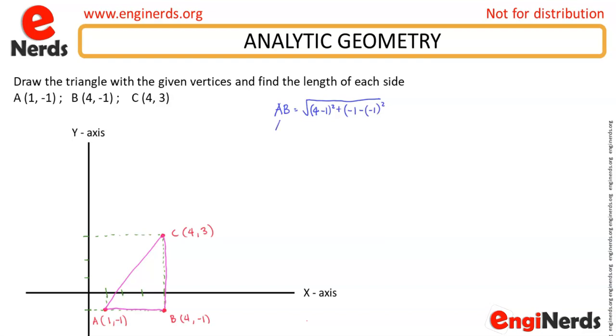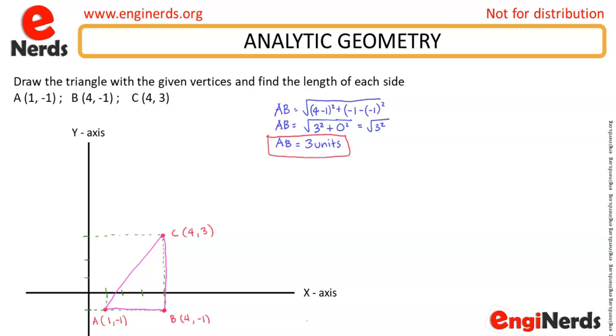Okay? So, AB is equal to the square root of, we have here 4 minus 1, 3 squared, plus negative 1 minus negative 1 is equal to 0. So, we'll have AB is equal to the square root of 3 squared. So, AB is equal to 3 units. So, nakuha na kagad natin yung answer ng isang length. Pero, 3 sides ang kailangan natin kunin. So, we have another 2 lengths to go.